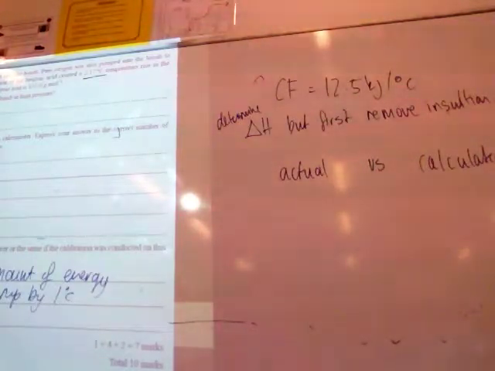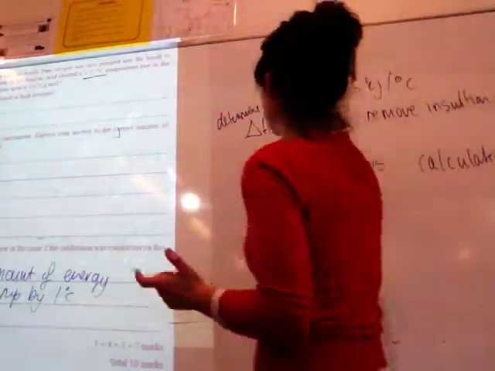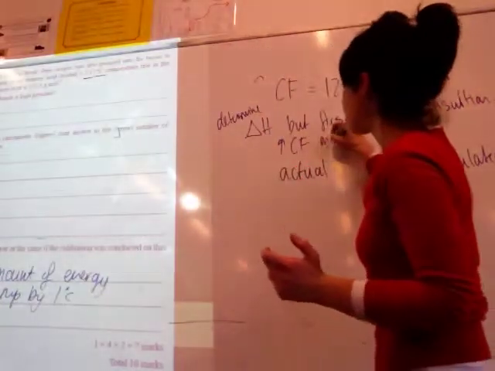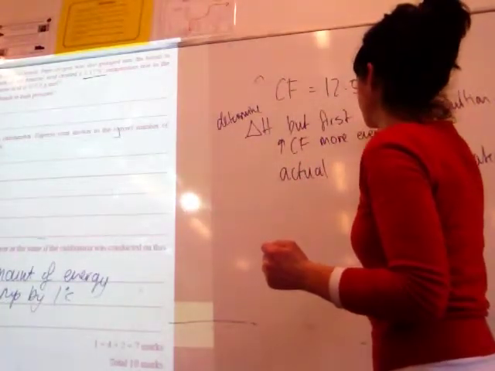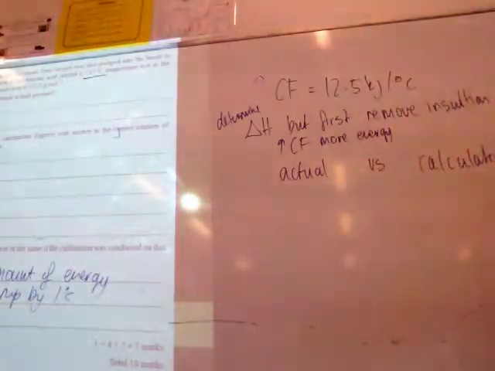We remove the insulation, so it increases our calibration factor. That means more energy is required to raise its temperature. But we've calculated it as that. That's what we've got it written down as. So the actual is higher. How can you jump to that? You can't really jump to that step. So go step incrementally. The calculation wouldn't change, because we're using that. Calculated would change. Okay, increase the calibration factor.